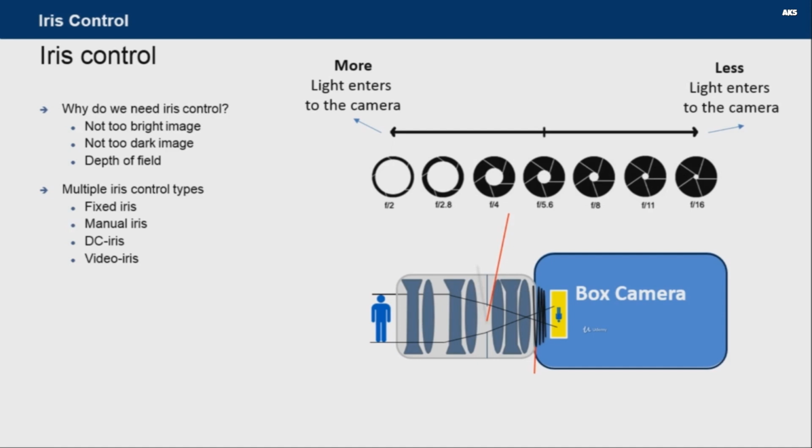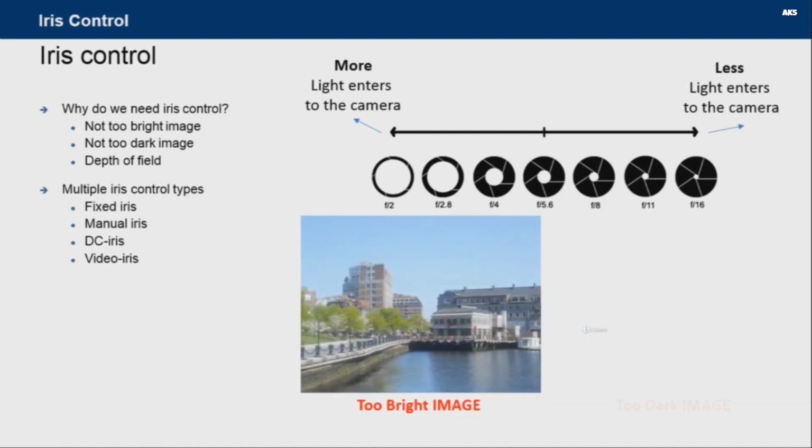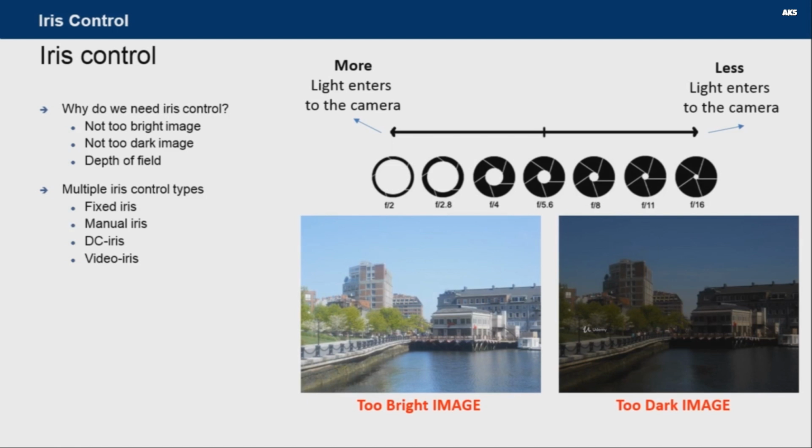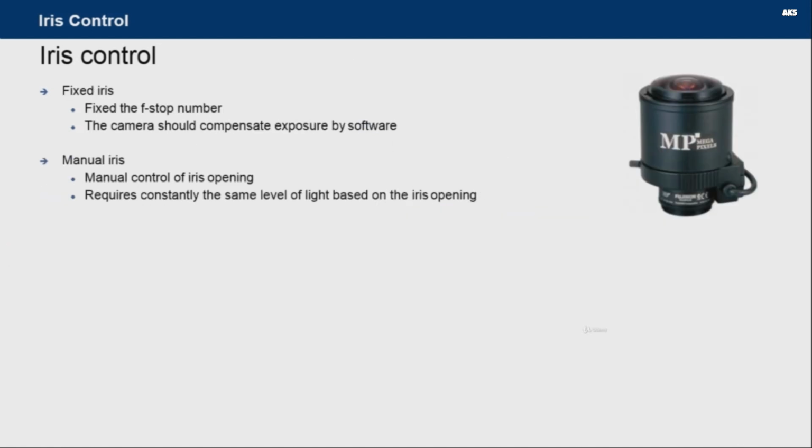So why do we need the iris control on the camera? First of all, to not have too bright an image or too dark an image, and also to control the depth of field. And there are multiple iris control types. We have fixed iris, manual iris, DC iris, and video iris. Let's move now to the types of iris lens.